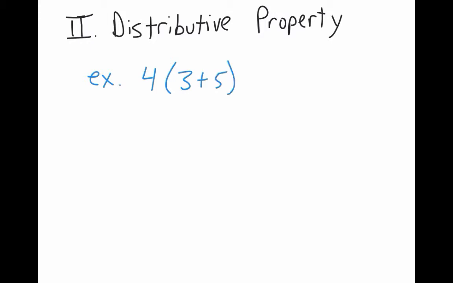To solve that using order of operations, first we would do 3 plus 5, and we get 8. And then we do 4 times 8. Our final answer is going to be 32. Good? We can totally do that problem right now.